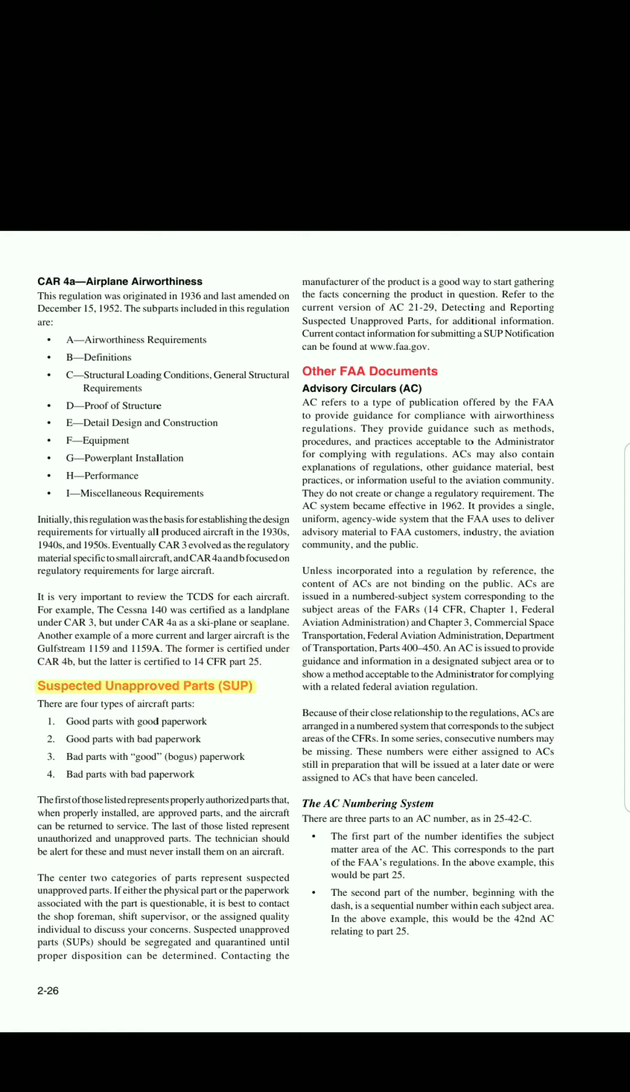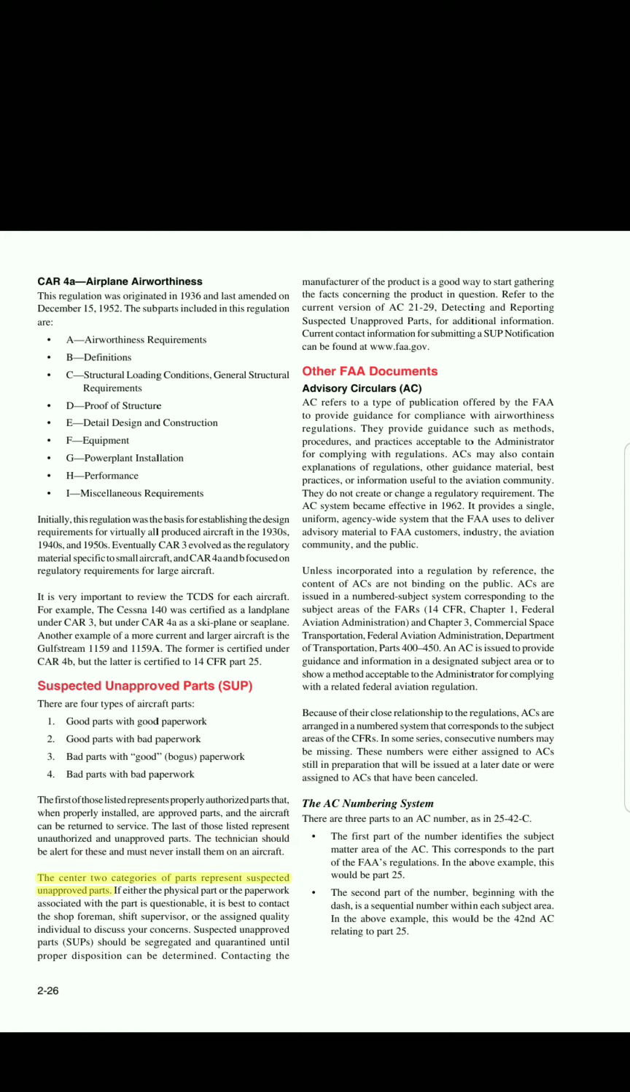Suspected unapproved parts, or SUP. There are four types of aircraft parts. 1. Good parts with good paperwork. 2. Good parts with bad paperwork. 3. Bad parts with good, bogus paperwork. 4. Bad parts with bad paperwork. The first of those listed represents properly authorized parts that, when properly installed, are approved parts, and the aircraft can be returned to service. The last of those listed represents unauthorized and unapproved parts. The technician should be alert for these and must never install them on an aircraft.